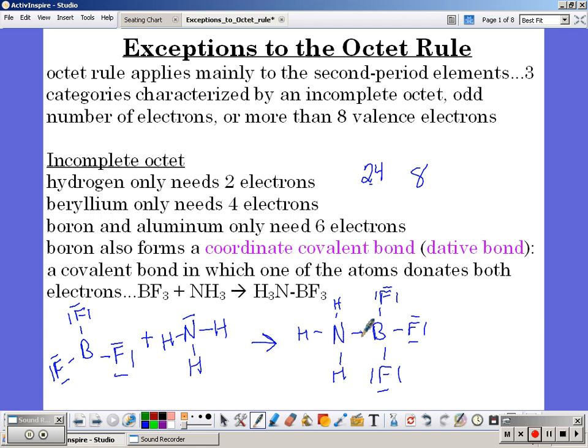Now, boron is the only one that does that. So when you're drawing your Lewis structures, watch out for hydrogen, beryllium, boron, and aluminum, because they don't need a full 8 valence electrons to be stable.